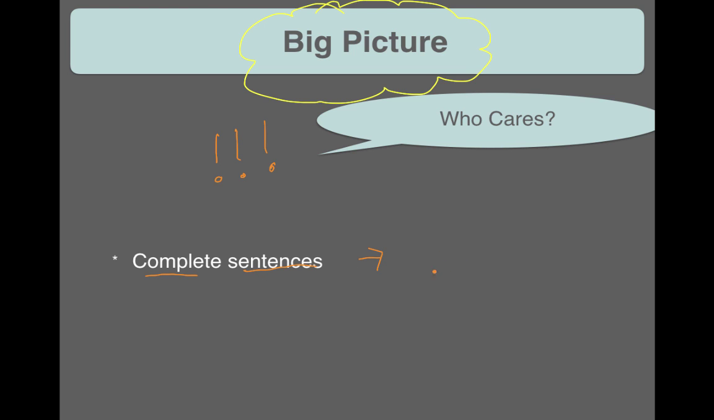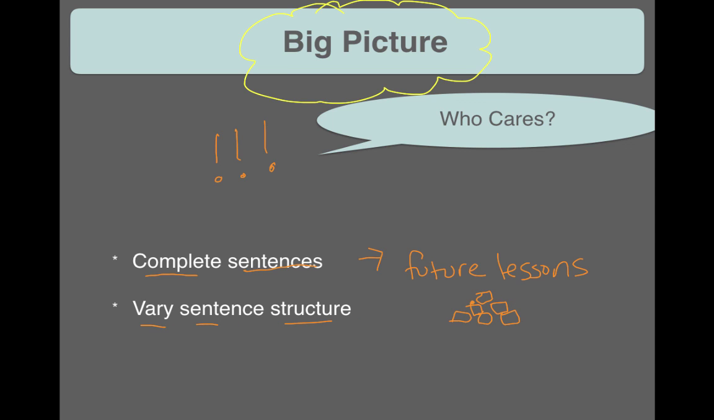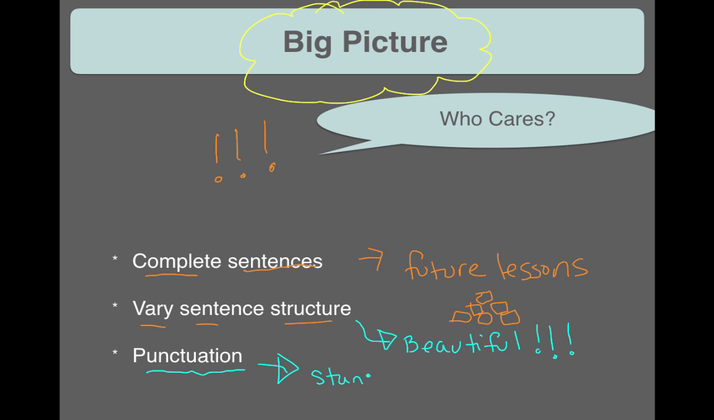We will build on this, and this will be explained in future lessons. I hope you continue to watch them because they're all building blocks. Once you understand how they all work together, you can start varying your sentence structure. When you can vary your sentence structure, your writing flows, your writing actually becomes beautiful. That's my goal. Can you write intelligently? Can you write beautifully? Finally, once you start varying your sentence structure, you need to understand how to punctuate things correctly.